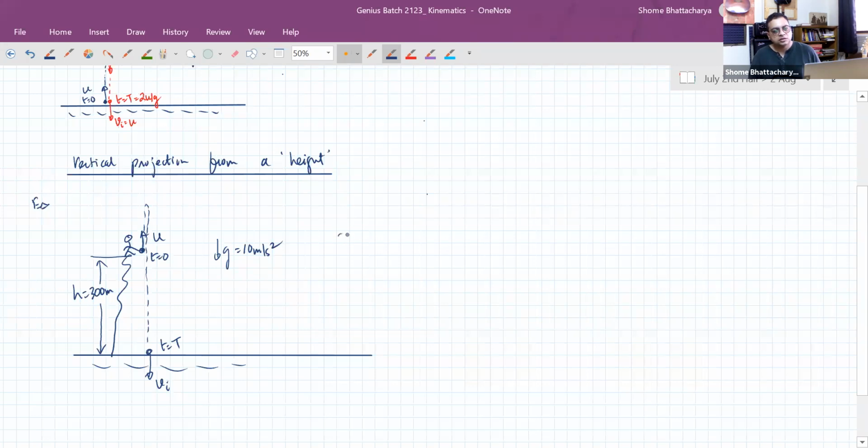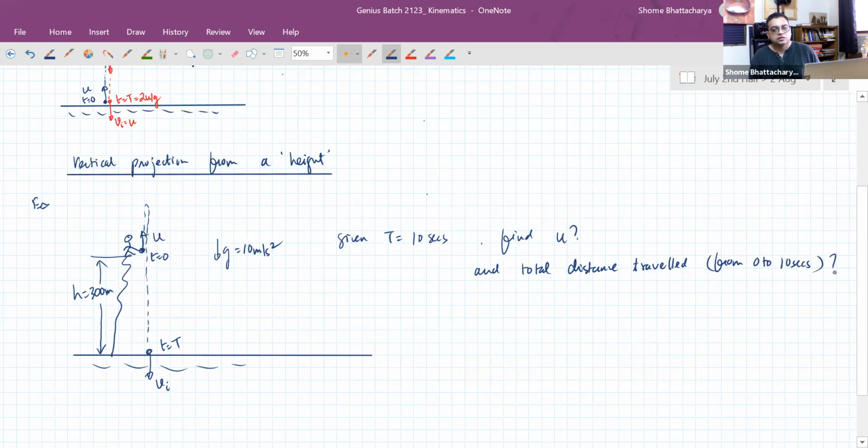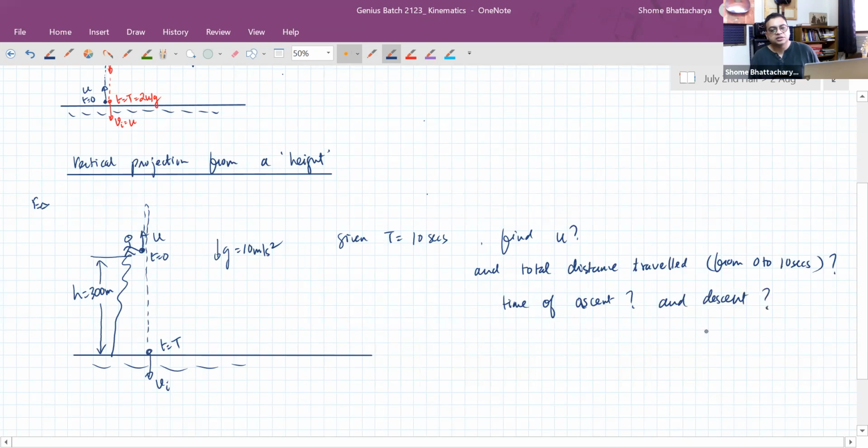So suppose t is equal to 10 seconds. Then we have to find u and the total distance traveled from 0 to 10 seconds, and the time of ascent, how much time it is going up for, and descent, how much time it is coming down for before impacting the ground.